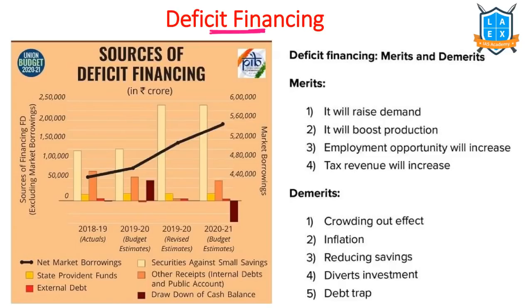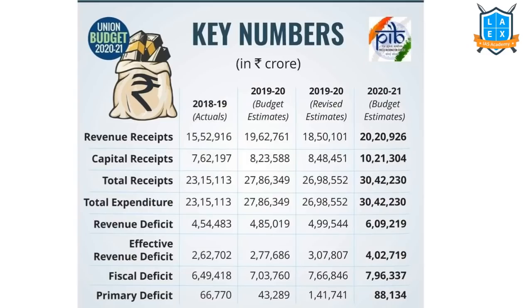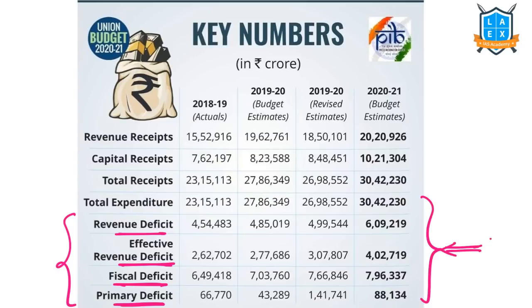Deficit financing is done through various means: net market borrowings, state provident funds, external debt, securities against small savings, other receipts, etc. There are certain merits and demerits to deficit financing. What are these merits? What are the demerits? Please go through them once. Important. See here, there are different types of deficits mentioned: revenue deficit, effective revenue deficit, fiscal deficit, primary deficit. Please go to your economy book and read the basics on them. Remember, deficits as a concept is very important.